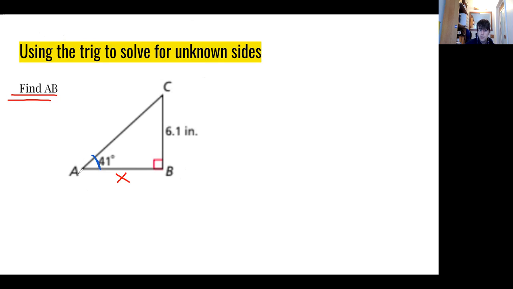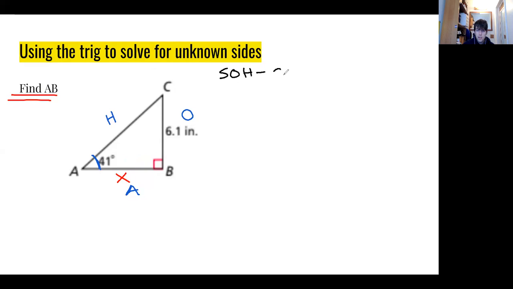Step 2, let's label the sides of the triangle relative to this angle. So obviously we have our hypotenuse, which is always across from the right angle here. And then we have the opposite side over here. And we have the adjacent side right here, right next to our angle. Now, with those 3 things labeled, we need to decide which of the 3 trig functions and trig ratios are going to be best for us to solve this problem.